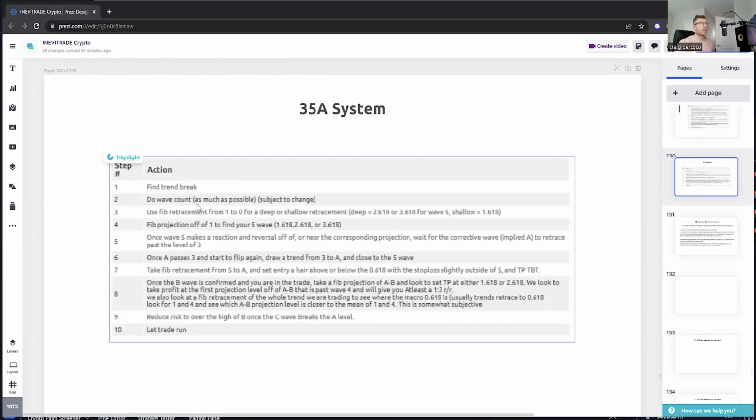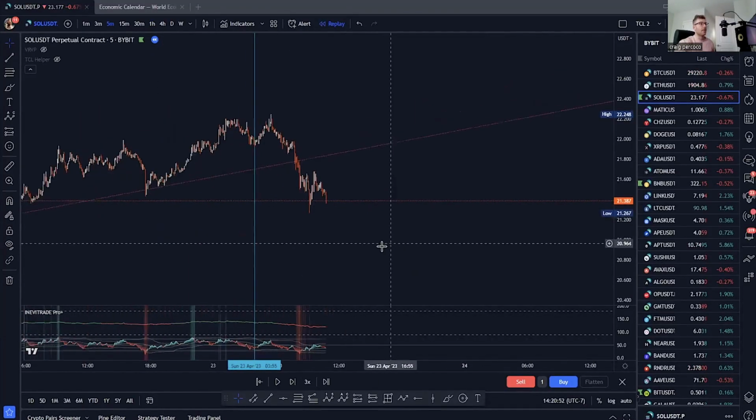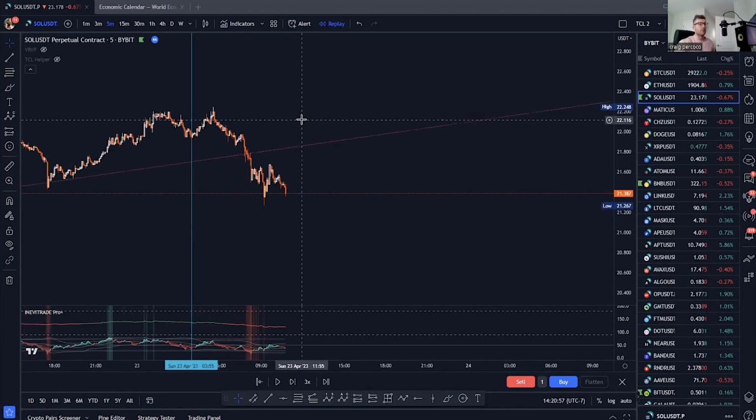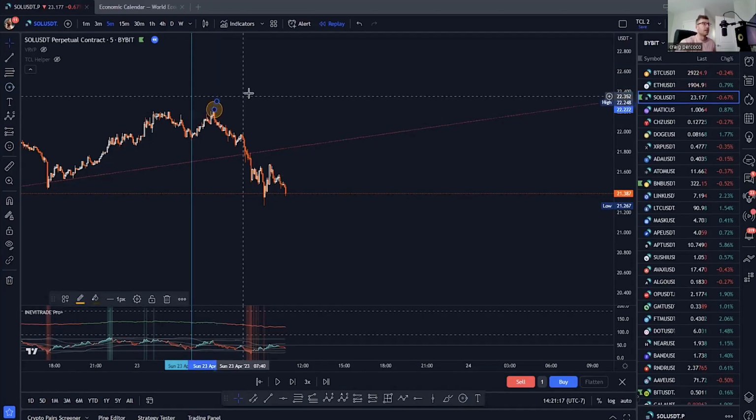Step 2 is do a wave count as much as possible, which is subject to change. Now, what do I mean by do a wave count as much as possible? If we look at this trend, with the rules of Elliott wave that we previously learned, the low of 2 cannot pass the low of the 0 wave, or like the 1 wave. So where 0, 1, 2 is, 2 can't go past the beginning of the trend, and that would break a fundamental Elliott wave rule. So this means that this point right here is going to be the beginning of this new downtrend for our Elliott wave.